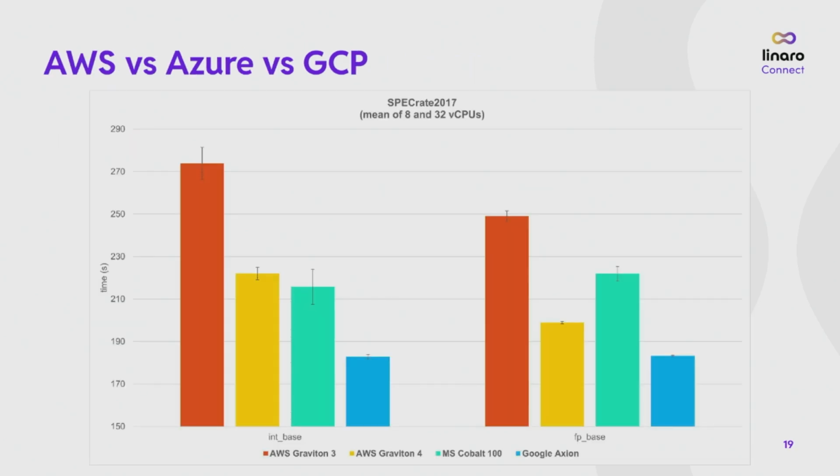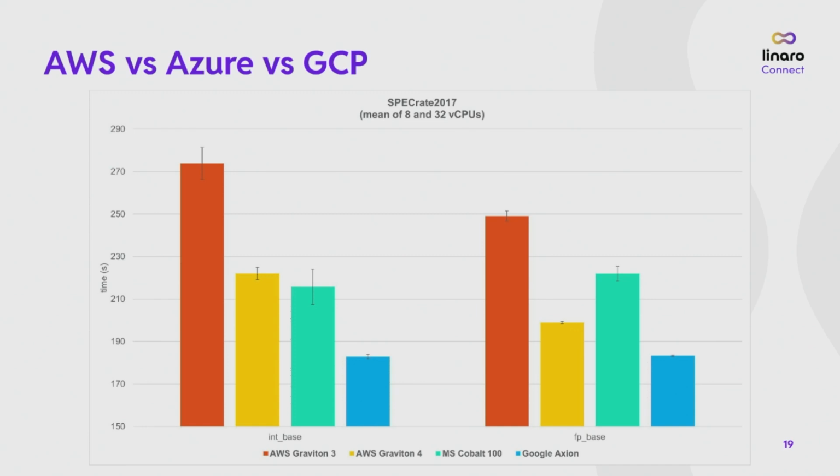And in this chart, we have a comparison of the performance of each cloud instance tested. In terms of performance, we can see that Google Cloud had the best result. And next, there is Graviton4 for the floating point benchmarks. For the integer benchmarks, Cobalt 100 performed slightly better than Graviton 4. And in last place is Graviton3, that is an older CPU.